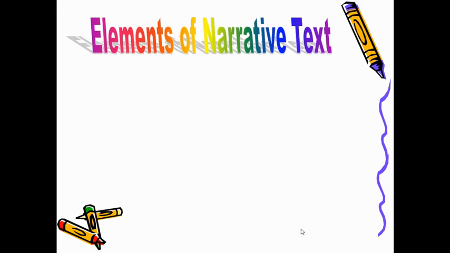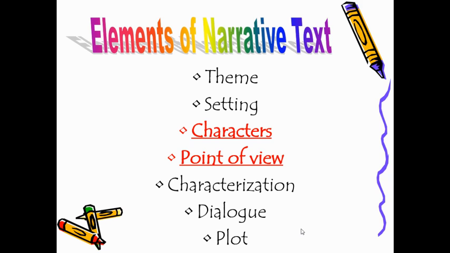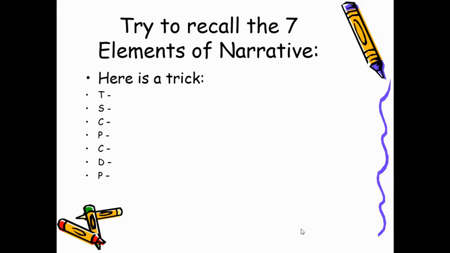So let's see if you can remember the 7 elements. Can you remember your mnemonic device? Okay, what was it that you can remember? Okay, so your T, S, C, P, C, D, P. Today we're going to be focusing on characters and point of view, and you should try and recall your mnemonic device. So what did you have? Okay, so we had, for my example yesterday, the small chicken painted cards during parties. Okay, so what was yours? Theme, setting, characters, point of view, characterization, dialogue, and plot. See if you can remember and see if it helps.